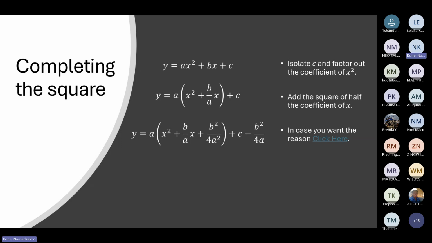I need to hear from you. If there's anyone who feels that they don't understand why we have to add that value. The value we are adding here is half of the coefficient of x squared. If you keep quiet, you are one of those that will want to know why. Good. So I am going to show you something.